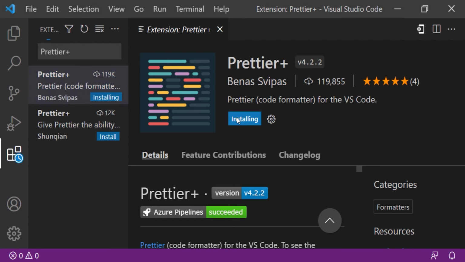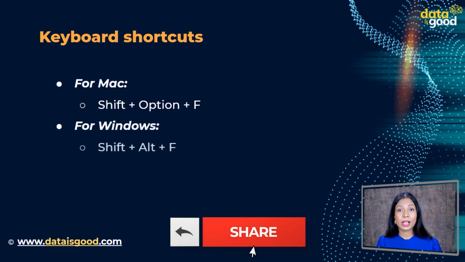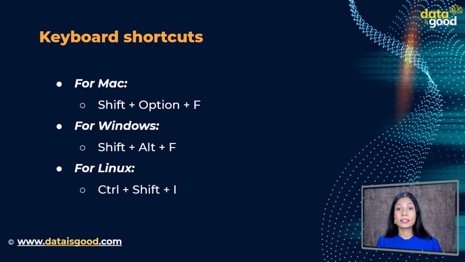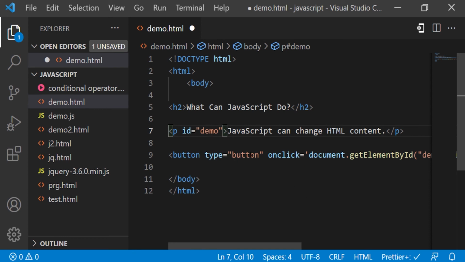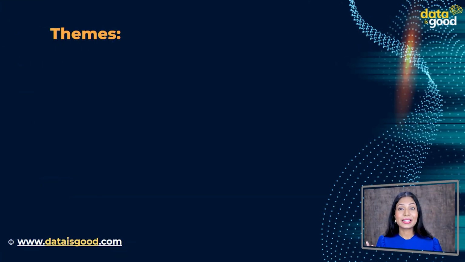Click on Install. Now remember these keyboard shortcuts. For Mac, Shift plus Option plus F. For Windows, Shift plus Alt plus F. For Linux, Control plus Shift plus I. After you are done writing code, just press Shift plus Alt plus F and voila, it will format your code properly.